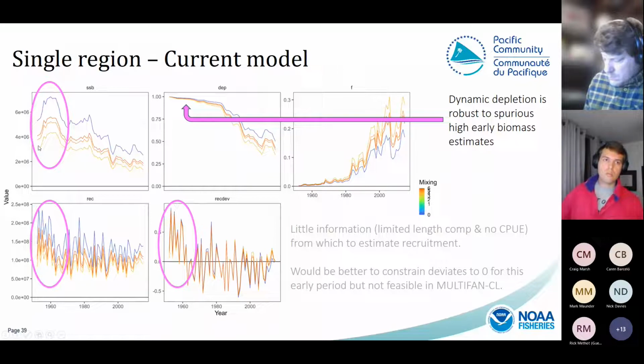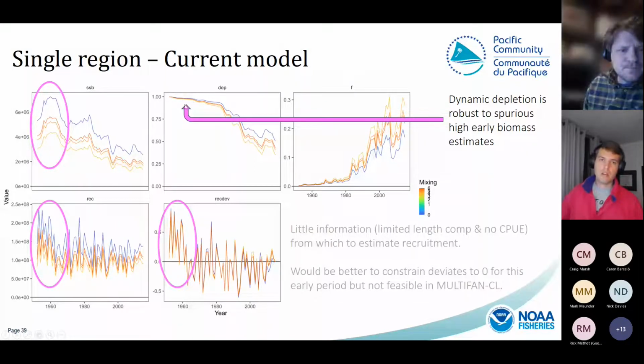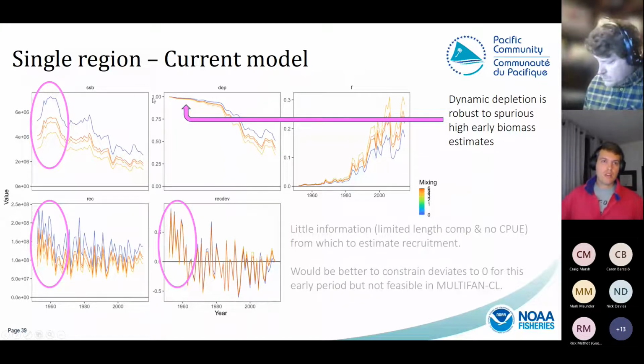However, even though the model is going up and down in this period, the dynamic depletion for the same time period is very robust. So at least, when we consider these different results, we always have to remember to look at multiple indicators of stock status, because one can definitely hide something from the other.